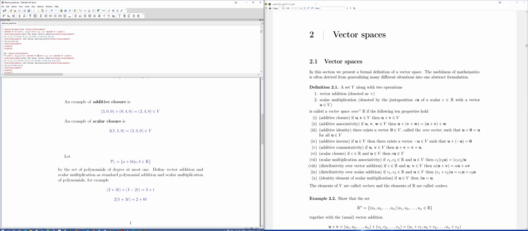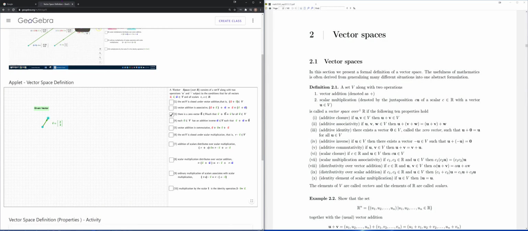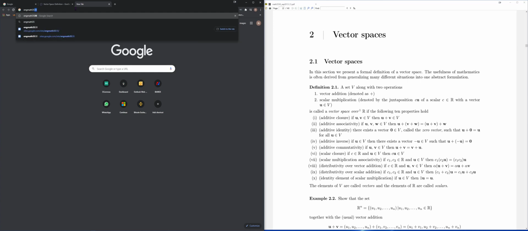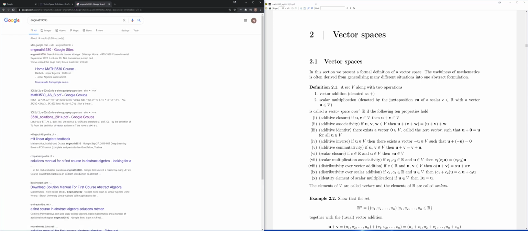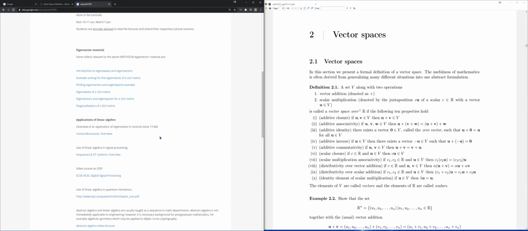And if you take a look at the course web page, you see the applications. Linear algebra and vector spaces are used in controls, in signal processing, and so on. You use it in coding theory and so on.